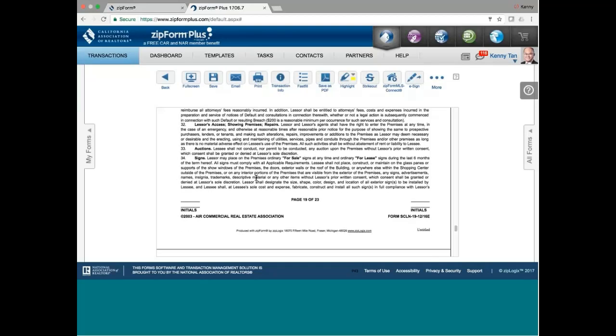And here he talks about signs. It says a lessor may place on the premises ordinary for sale signs at any time and ordinary for lease signs during the last 6 months of the term hereof. So as you get close to the last part of your rent, like within 6 months, the landlord may have the right to put a for sale or for lease sign on your premises if you have less than 6 months to go on your lease.